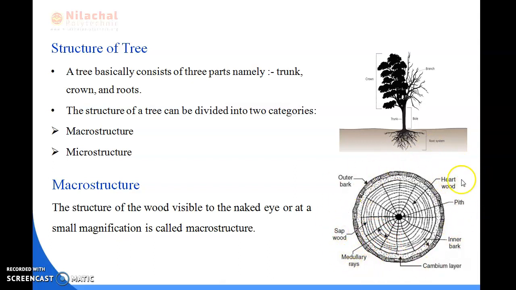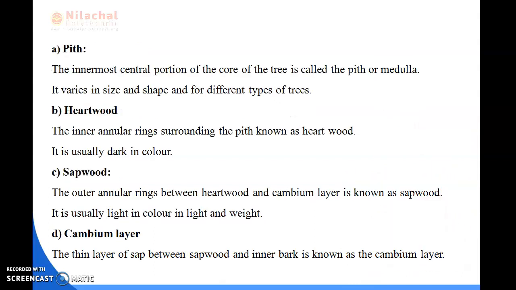So these are the parts of the macrostructure of a tree. First is pith, next is heartwood, third is sapwood, fourth is cambium layer. Pith is the innermost central portion of the core of the tree. Heartwood is the inner annual rings surrounding the pith. Sapwood is the outer annual rings between the heartwood and cambium layer. The cambium layer is the thin layer of sap between the sapwood and inner bark.